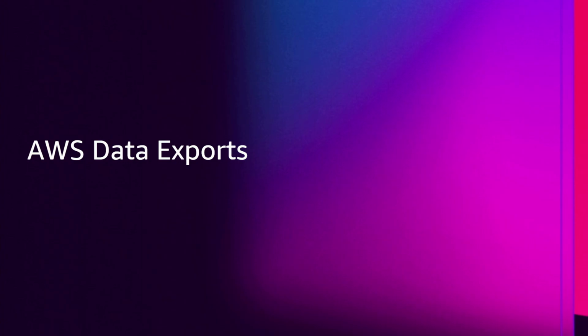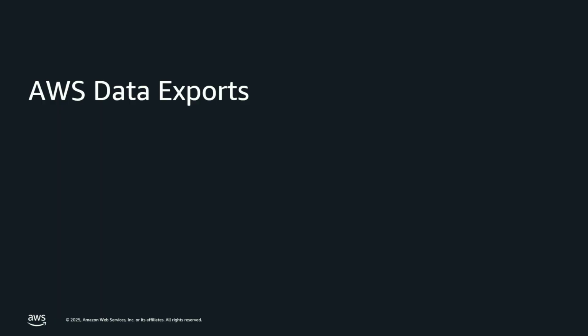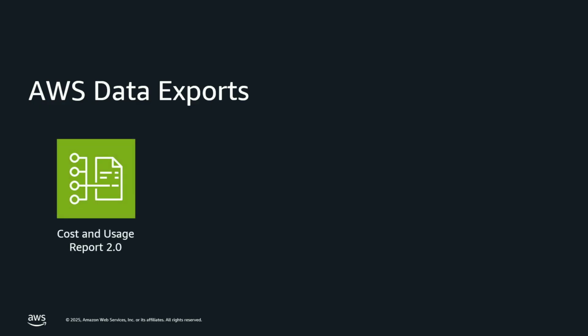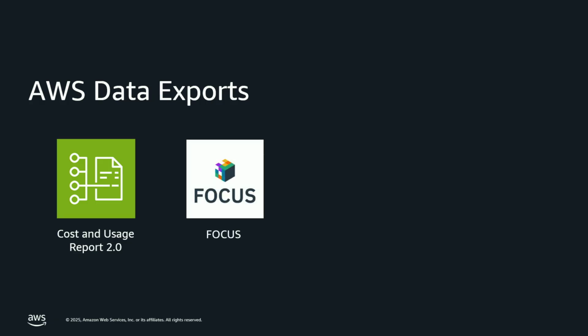Sure. So AWS Data Exports is the centralized data hub for you to export all your FinOps related data sets. As of today, we support 4 different table types. The first one is AWS Cost and Usage Report 2.0, which is our native supported cost and usage data and provides the most granular AWS cost and usage data. And the second is Focus. We currently support 1.0 and 1.2, which we just launched 2 weeks ago.